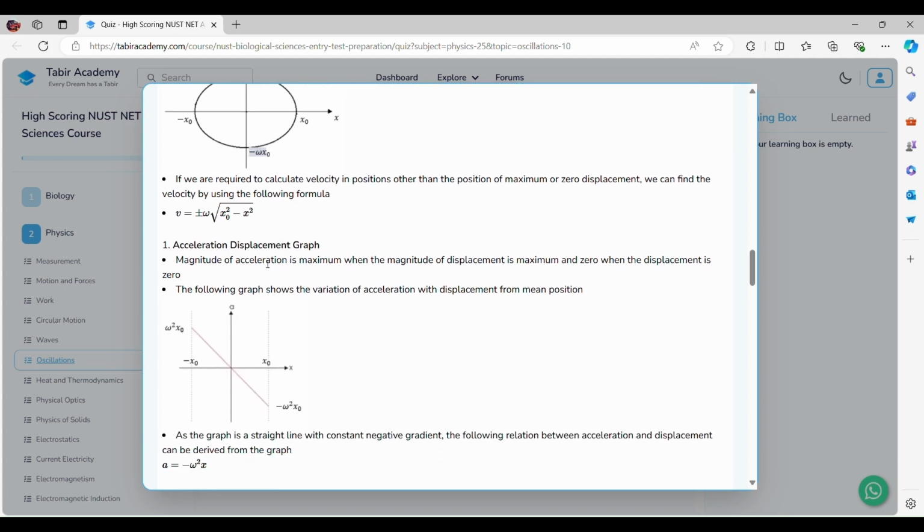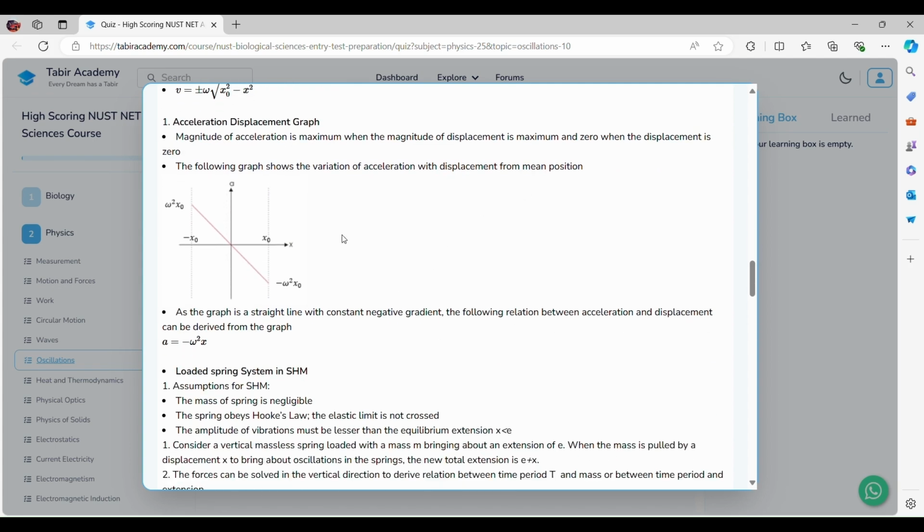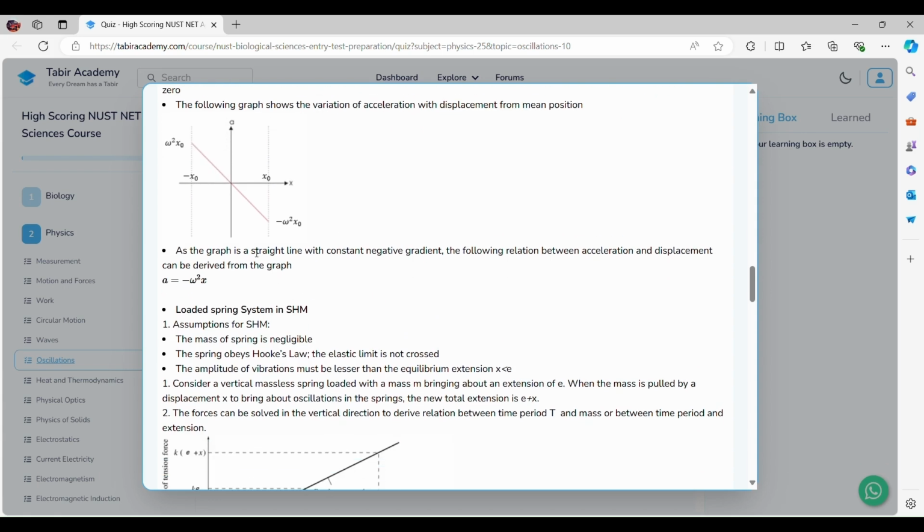Acceleration displacement graph. Magnitude of acceleration is maximum when the magnitude of displacement is maximum, and 0 when the displacement is 0. The following graph shows the variation of acceleration with displacement from mean position. As we can see, as x naught increases, the value of a goes on negatively. It's called a negative gradient. As the graph is a straight line with constant negative gradient, the following relation between acceleration and displacement can be derived from the graph: a equals negative omega square x.